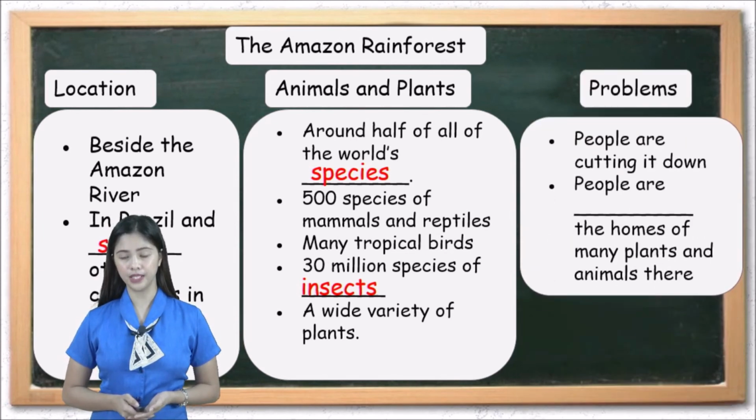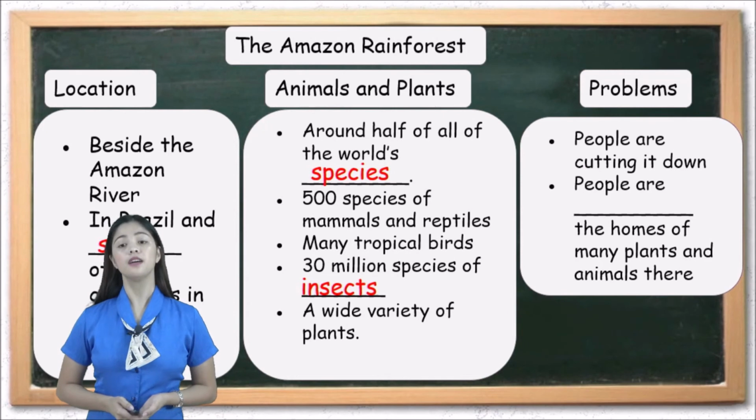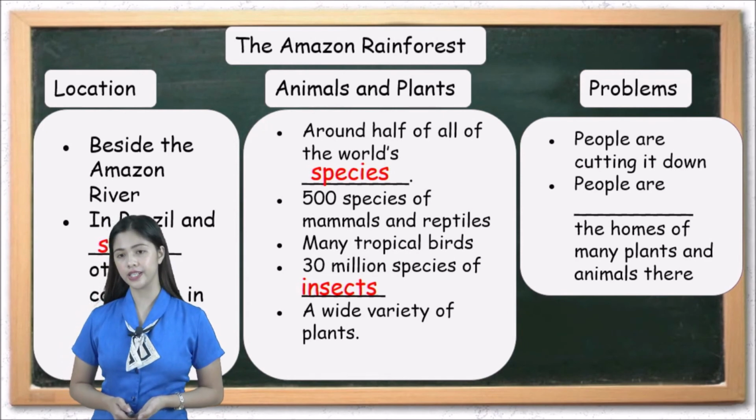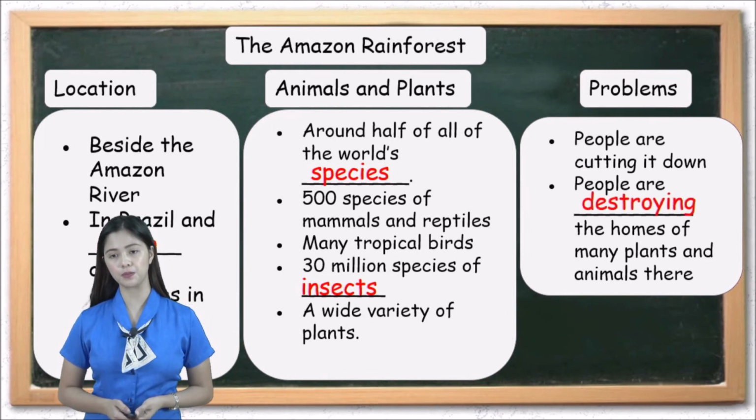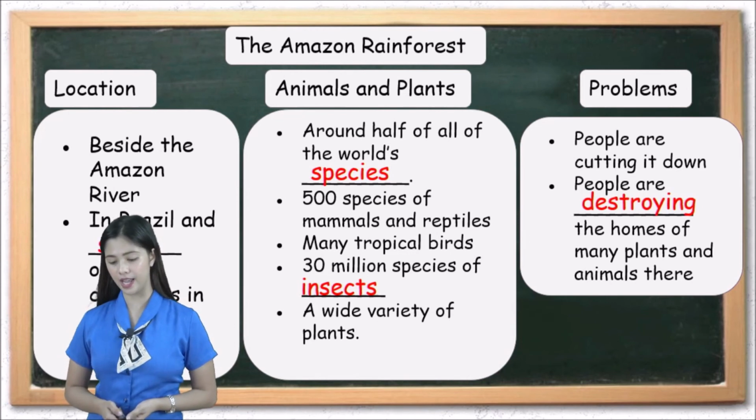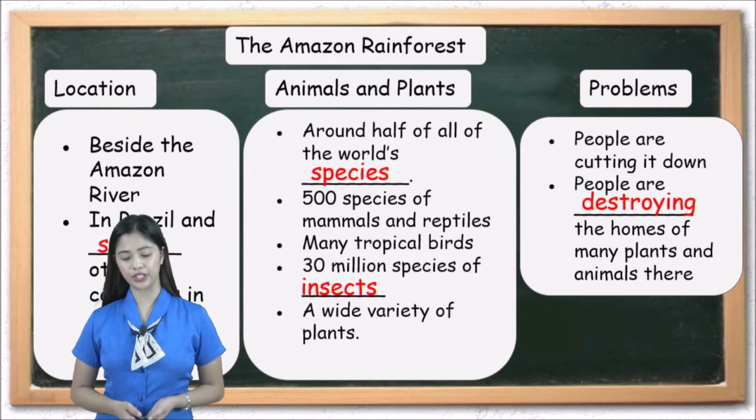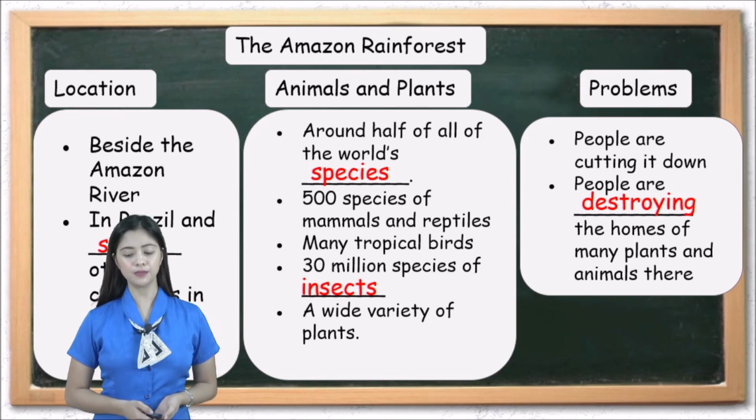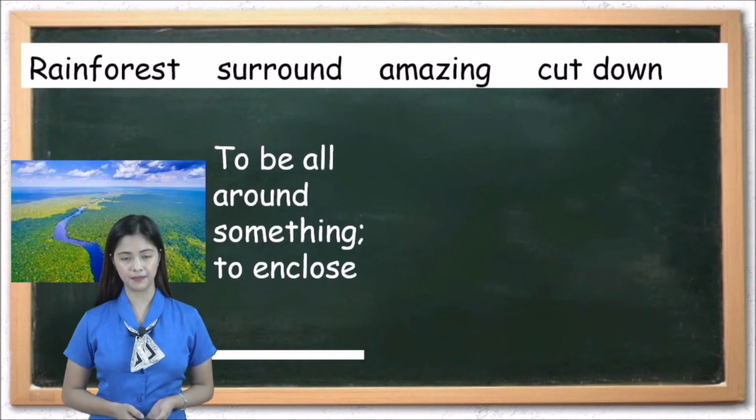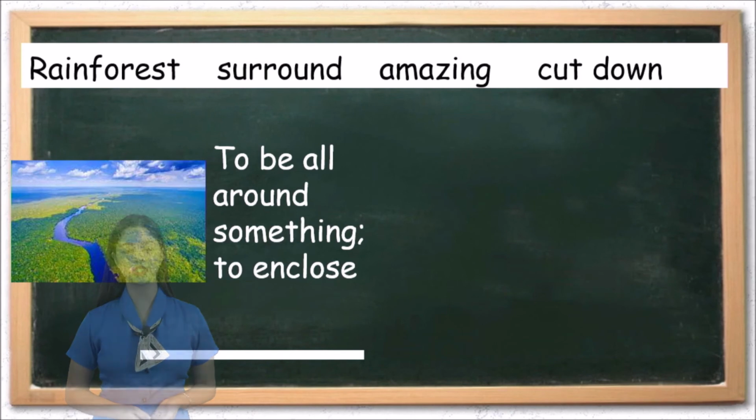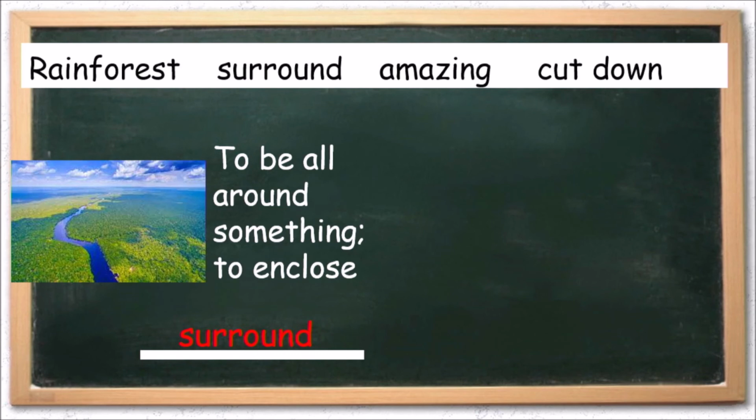And for the problems of the Amazon rainforest, people have started cutting down trees, and people are destroying the homes of many plants and animals there. So kids, if you are done with the outline, let's proceed to our vocabulary builder. You can choose your answer from the top: rainforest, surround, amazing, and cut down. For number 1, to be all around something, or to enclose. So that word means surround.